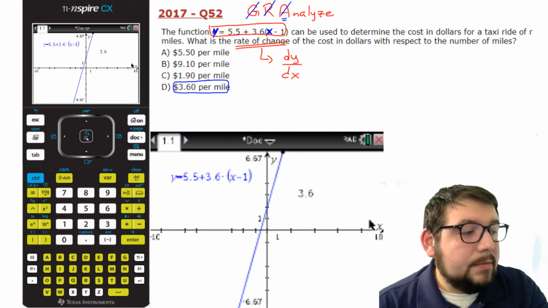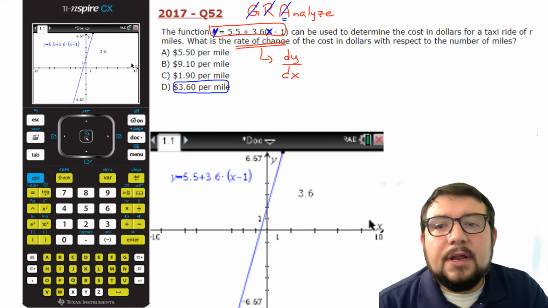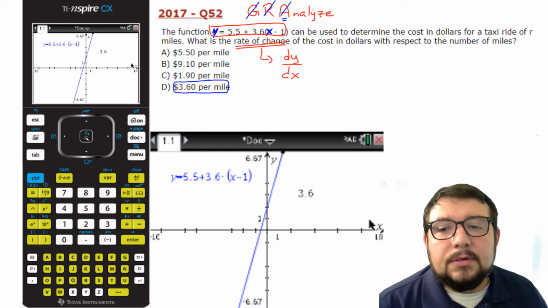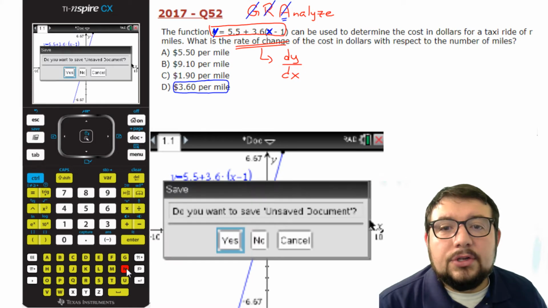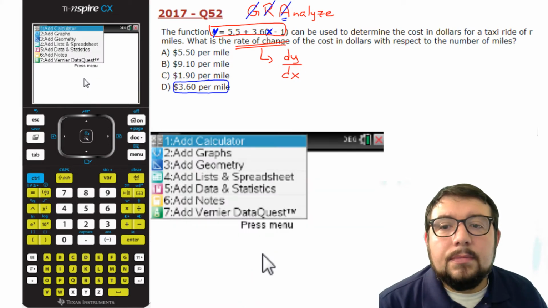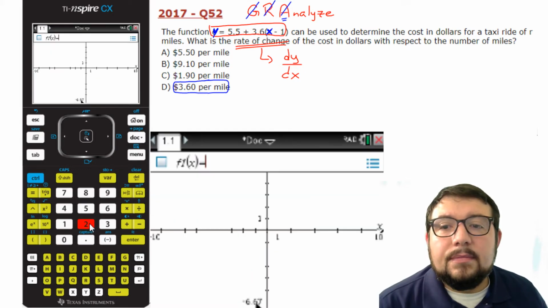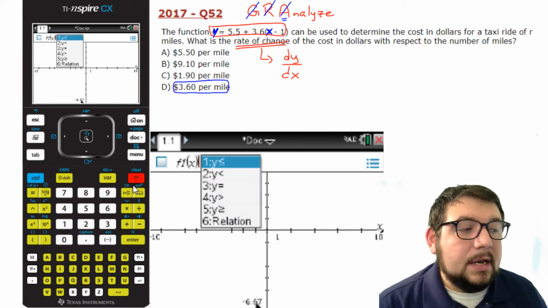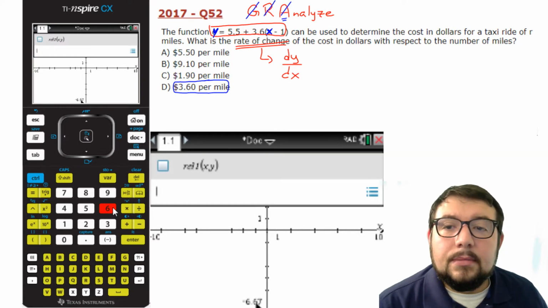If you didn't have trouble, then you can stop watching right here. But if you did have trouble seeing it, I'll show it one more time with the calculator zoomed in. I pressed Control N, I put no, I go to the graph. Once I go to graph, that's the G. I delete the equal sign, and I choose option 6 for relation. So that's the R.